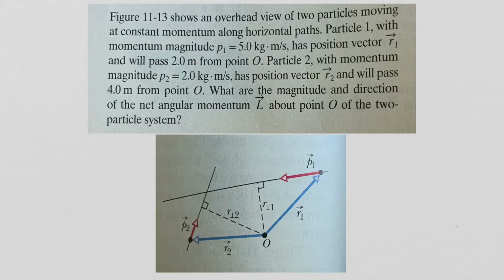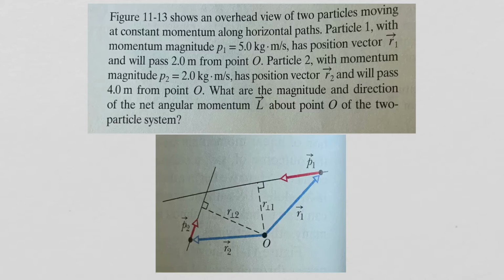And so the line along which the particle trajectory lies is a distance 2 meters from the origin of the coordinate system. So this distance is labeled with r perpendicular 1. For particle 2 with momentum P2, the position is given by the position vector R2. And so the line along which the momentum vector lies for particle 2 is a distance r perpendicular 2 from the origin of the coordinate system, and that is equal to 4 meters.